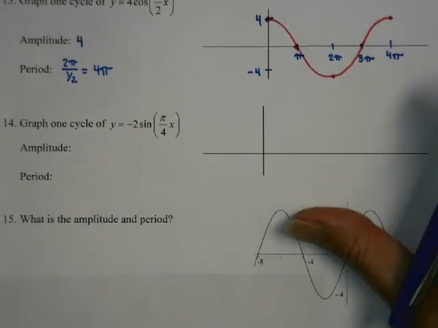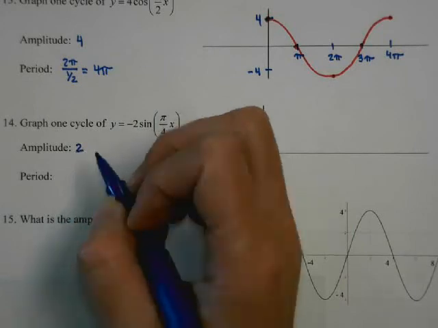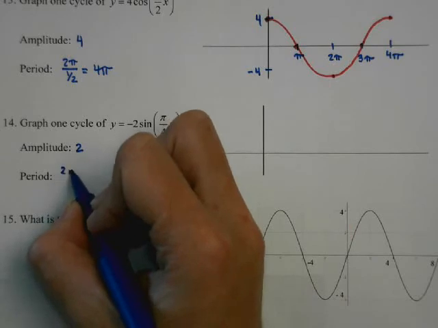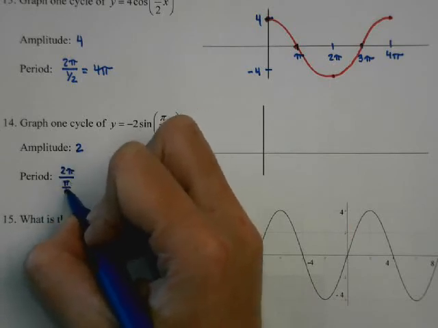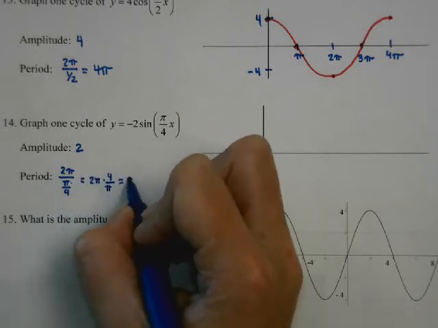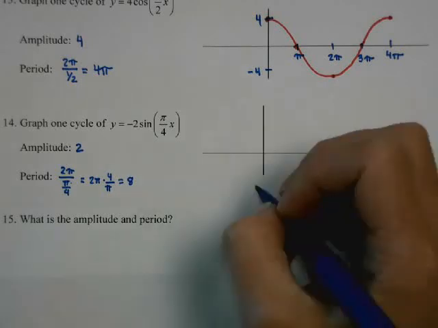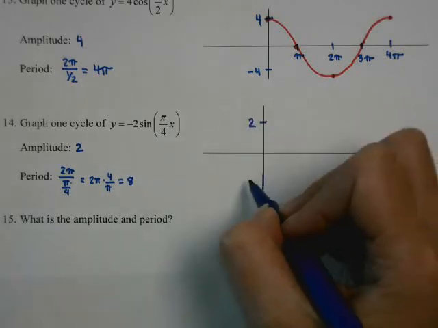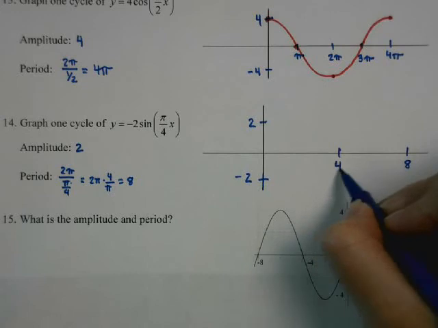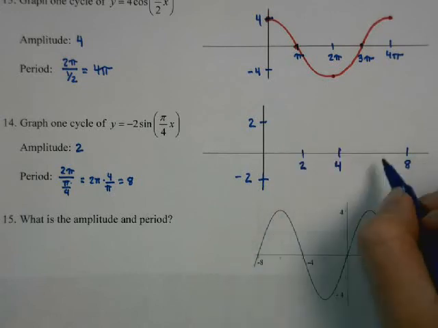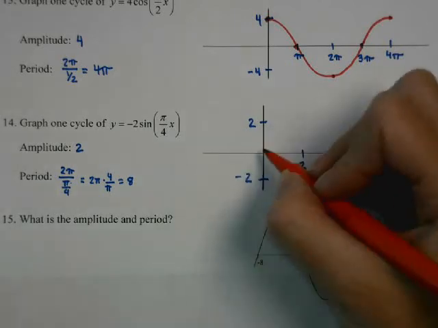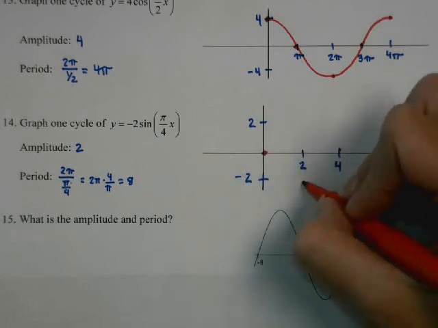So we have an amplitude of positive 2. The amplitude is always a distance, so it's always positive. The period here is going to be 2 pi divided by pi over 4, which is 2 pi times 4 over pi, which is going to be 8. So we have 2, negative 2. I'm going to go out here. This is 8. Cut that in half is 4. Cut that in half is 2. So 2, 4, 6, 8. This is a negative sine. So it's still going to start at 0, but it's going to go down this time first.